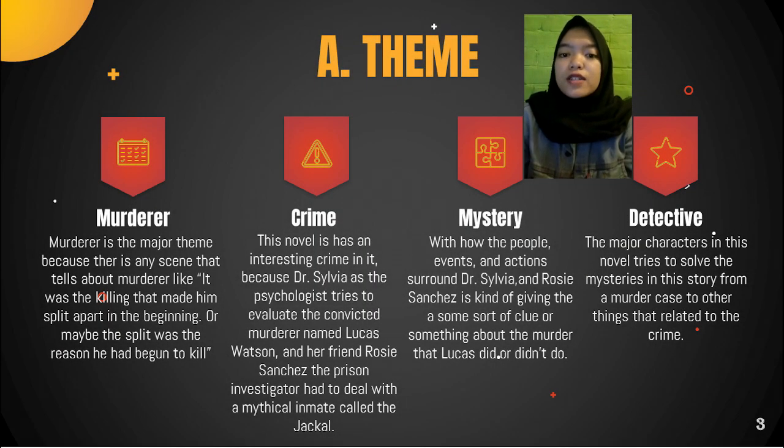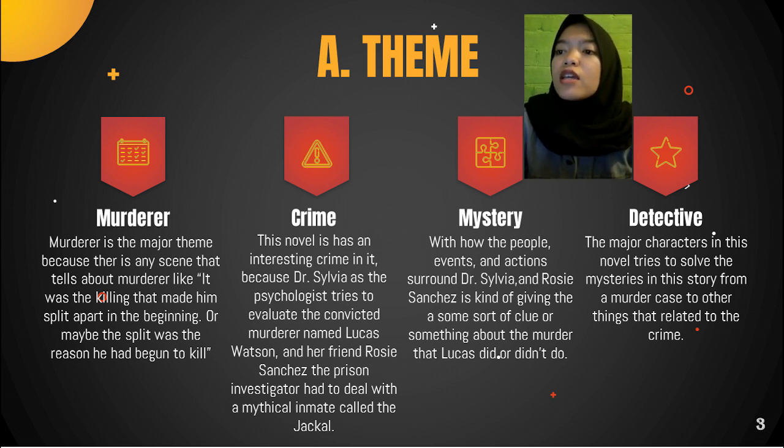Next, page 3. A. Theme. First theme is murder. Murder is the major theme because there are scenes that tell about murder, like it was the killing that made him split apart in the beginning, or maybe the split was the reason he had begun to kill. Second, crime.